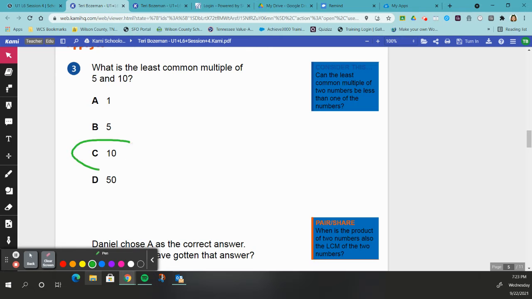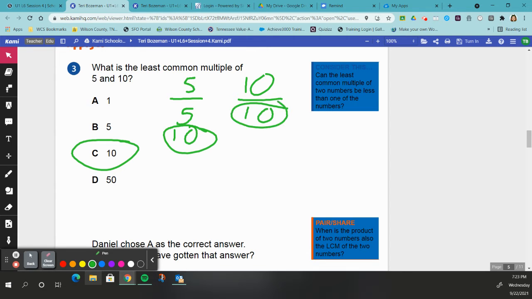Hopefully we found that it was 10. If I'm counting by 5s, 5, 10, right? If I'm counting by tens, I start with 10. So the smallest common multiple they have is 10.